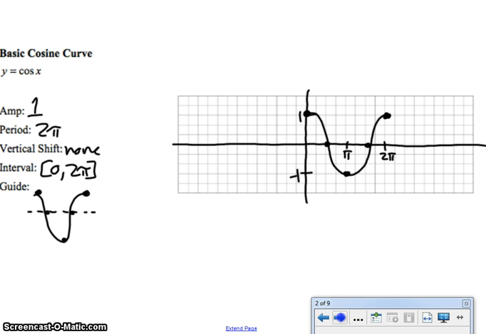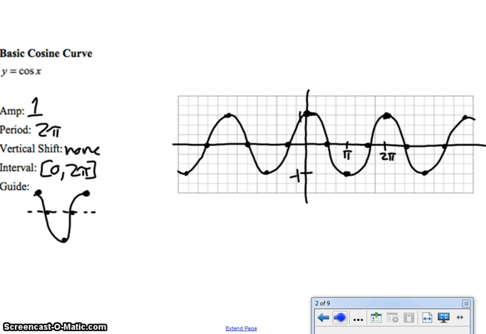So same idea as with sine. I'm just going to follow the pattern to get the rest of my points. And then just draw in the rest of my cycles here to fill out my grid paper. Okay, so this is how we're going to approach every single sine and cosine graph.